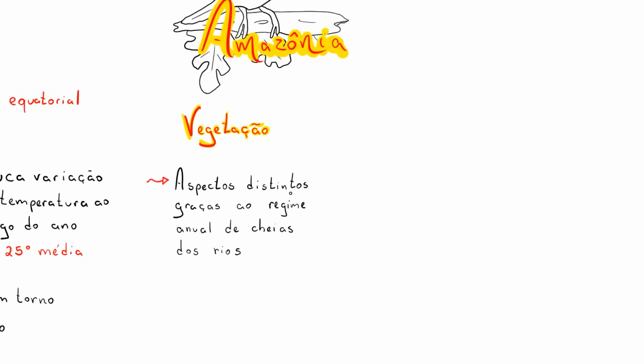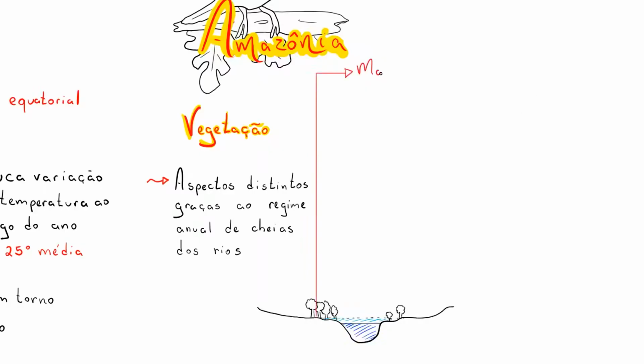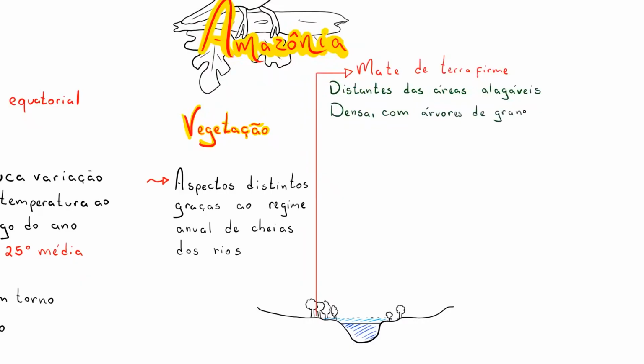Well, the vegetation of the Amazon rainforest has one essential characteristic we need to understand it as a whole. It has different features depending on periodic changes in river levels. What does that mean? Let's understand this. First of all, we have what's called the upland forest, which, as the name suggests, is far from the flood-prone areas, meaning it doesn't get flooded. And it will have a dense forest formation with large trees, right, exceeding 25 meters in height.